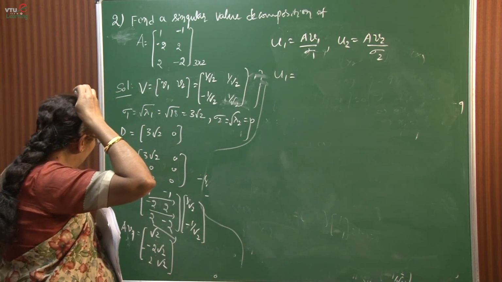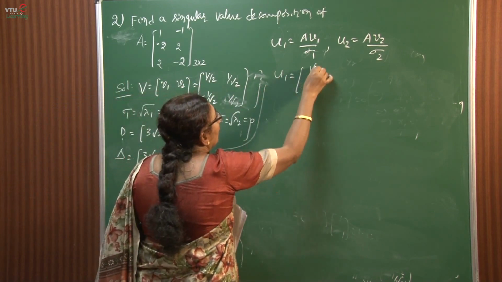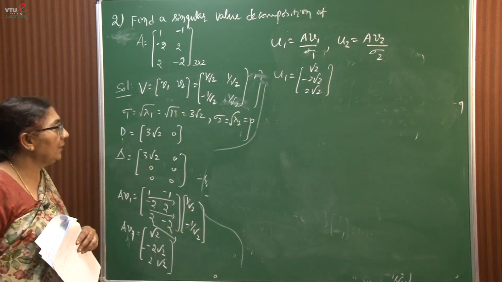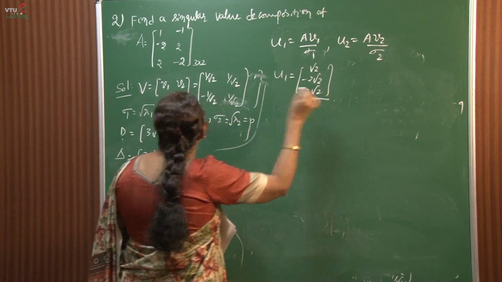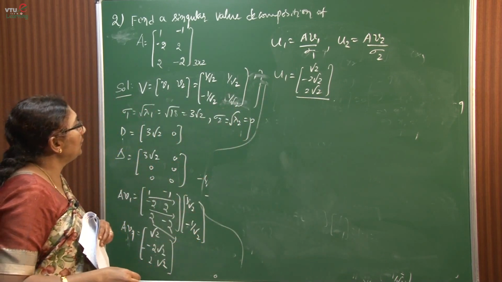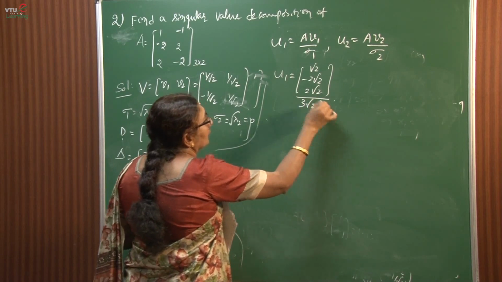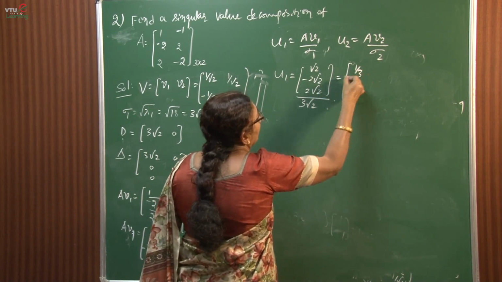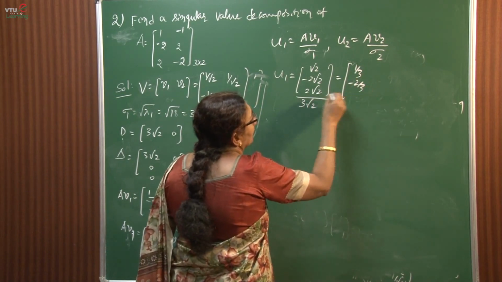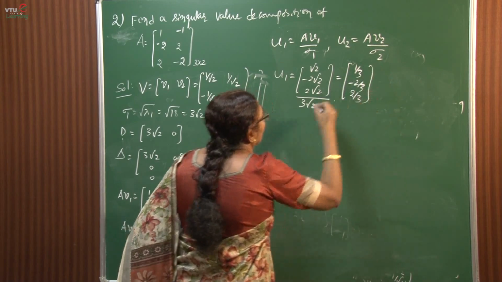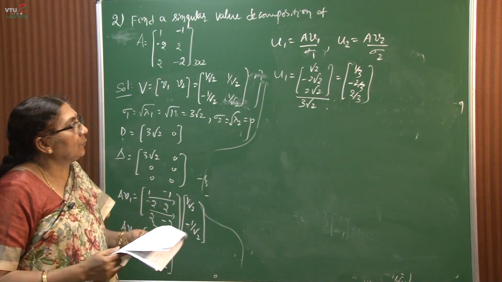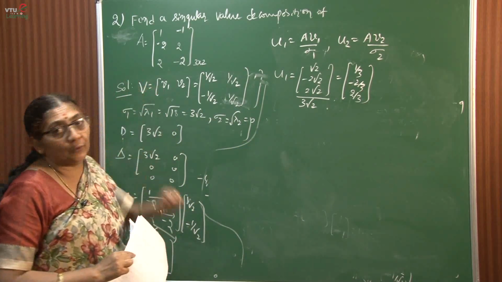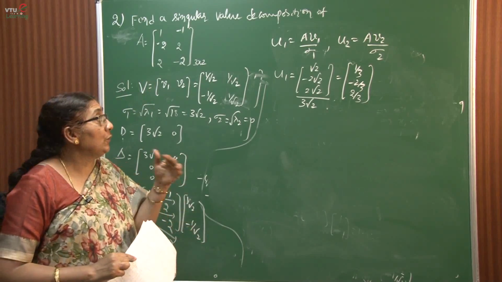AV1 is root 2, minus 2 root 2, and 2 root 2, divided by sigma 1. What is the sigma 1 value? 3 root 2. Inside the bracket, we get 1 by 3, minus 2 by 3, root 2 cancels, and then 2 by 3. That is my U1: 1 by 3, minus 2 by 3, and 2 by 3. But I need two more, U2 and U3.